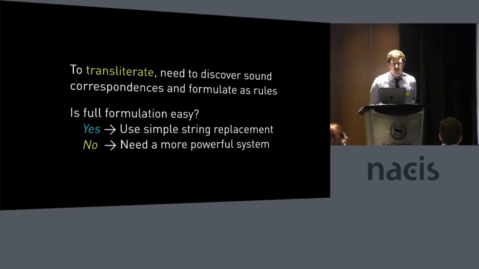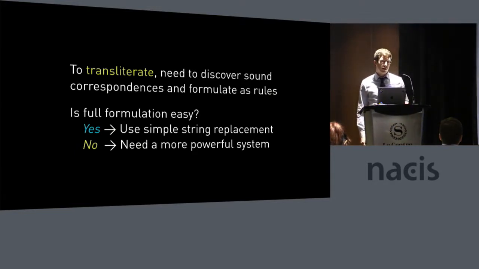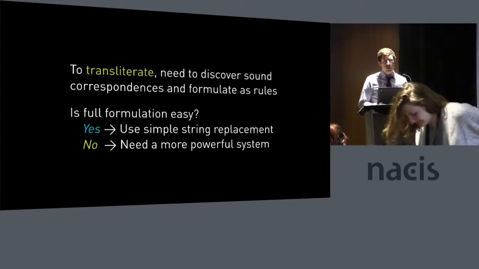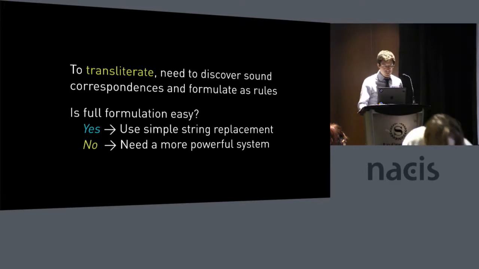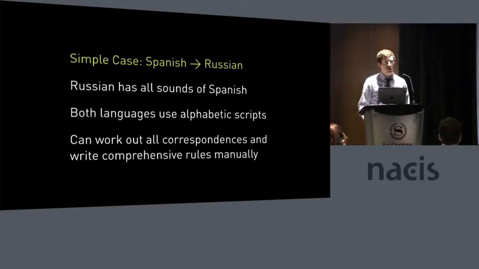So in the process of transliteration, we need to discover the sound correspondences and formulate them as rules. And if formulating these sound correspondence rules is easy and we can do it to account for most of the names in the source language going to the target language, then we can use a simple string replacement system like regular expressions. But if the process is more difficult and it's harder to figure out what these rules are and to get them to cover all the cases you need them to cover, then we need a more powerful system that can actually learn these rules.